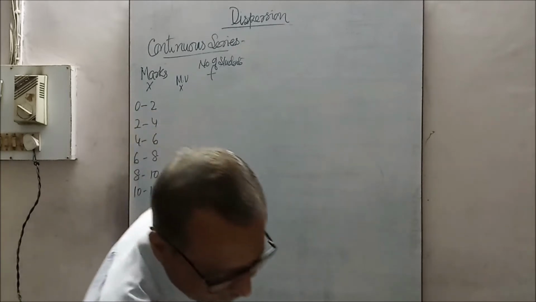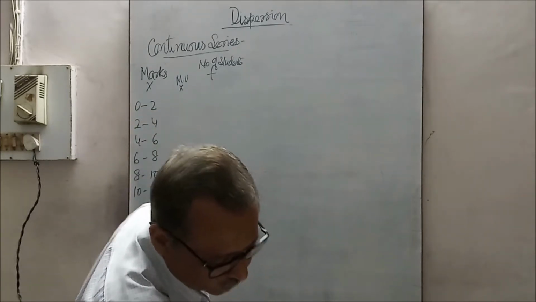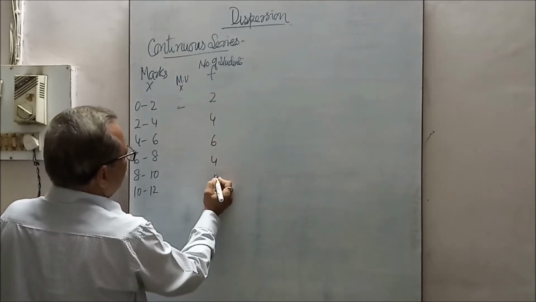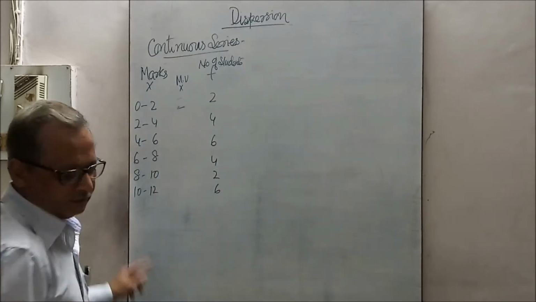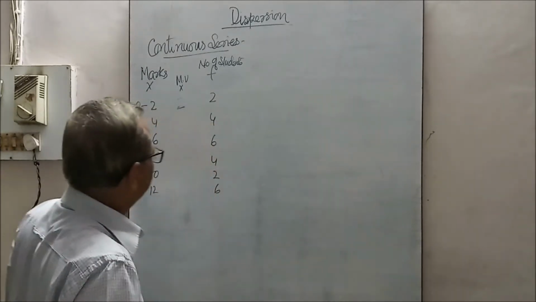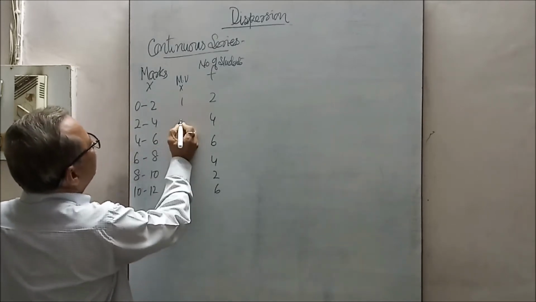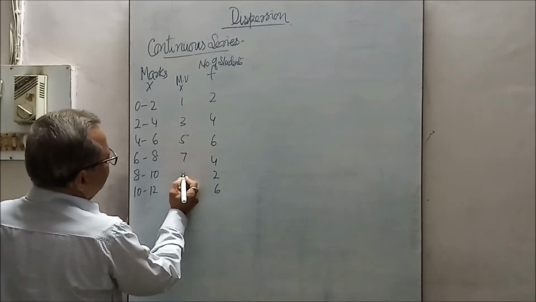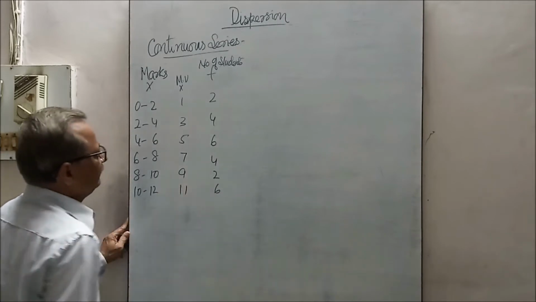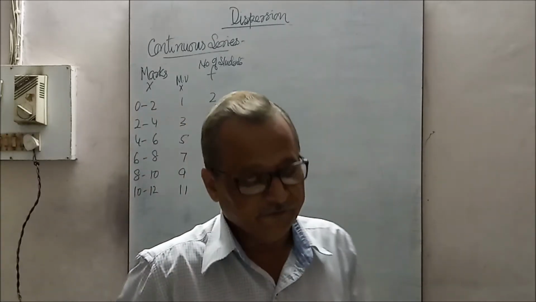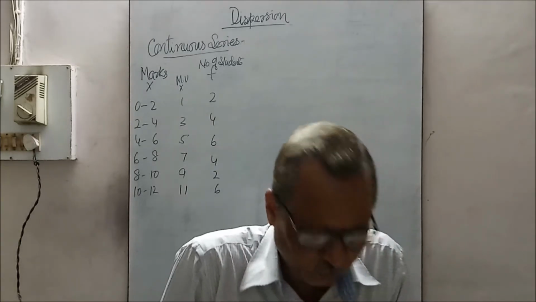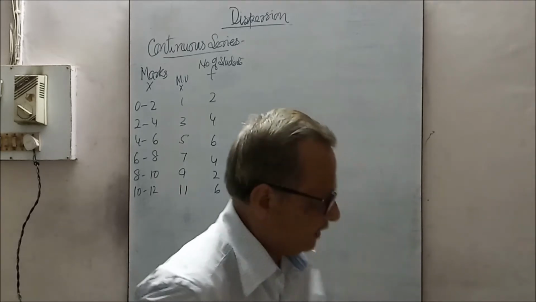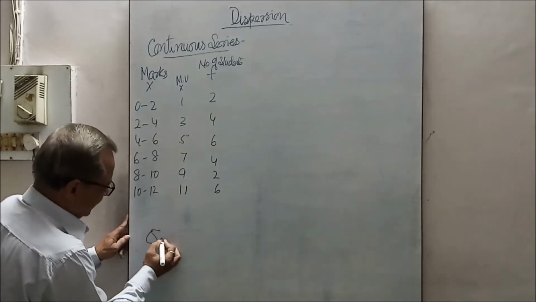These number of students are 2, 4, 6, 4 to 6. Now see, the mid values are 1, 3, 5, 7, 9, 11. This is the mid value. First we will use the direct method of calculation of the standard deviation. What is the formula of the standard deviation in the direct method?